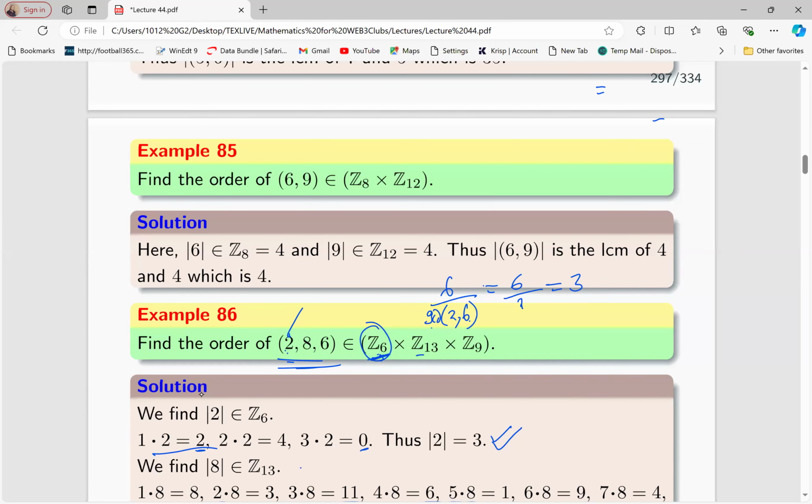Now, again, what will be the order of 8 in Z13? It will be the order of this group. The order of this group is 13, over the GCD of 8 and 13. These two elements are relatively prime. The GCD is 1, and so the order is 13. What about the order of 6? Here, the group has 9 elements, and the GCD of 6 and 9 is 3. So this is 9 over 3, which is 3.